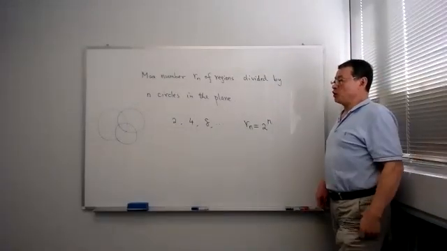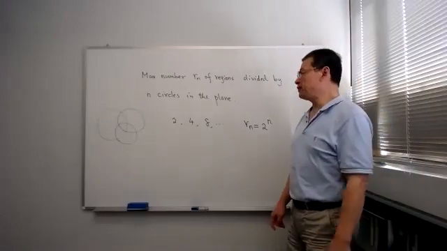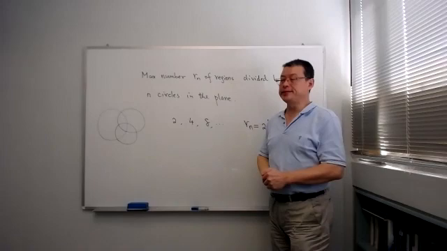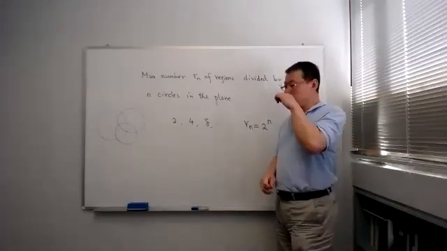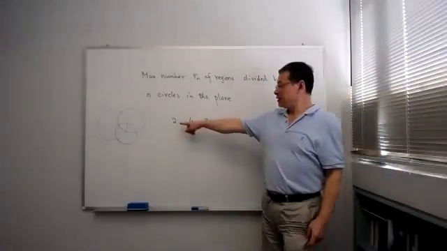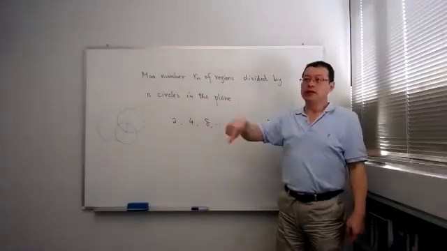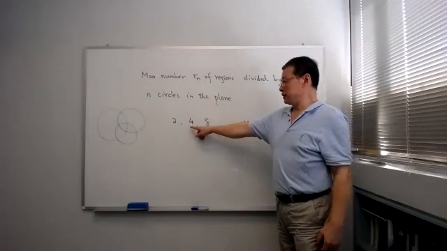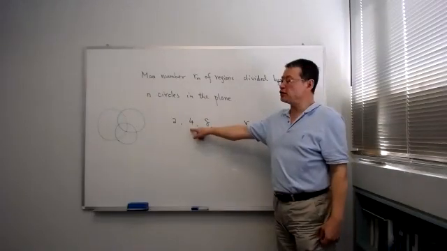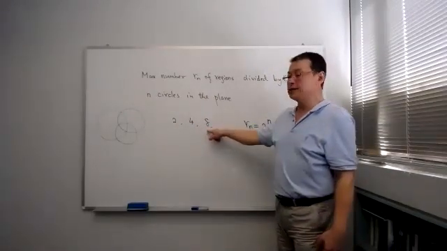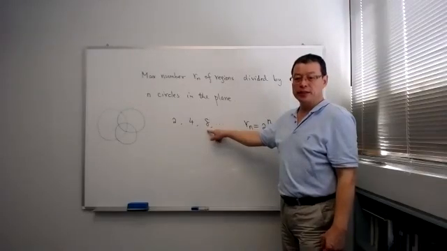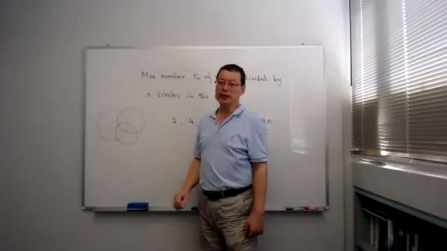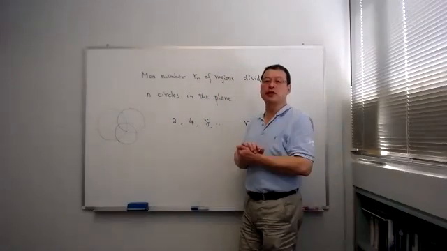We have n circles on the plane, and we want to find out the maximum number of regions divided by these n circles. Of course, if we have one circle, there are two regions: one region inside, one region outside. For two circles, there will be four, and for three circles, there will be 8 regions. So that's the maximum number. So here are 3 circles dividing the plane into 8 different regions.